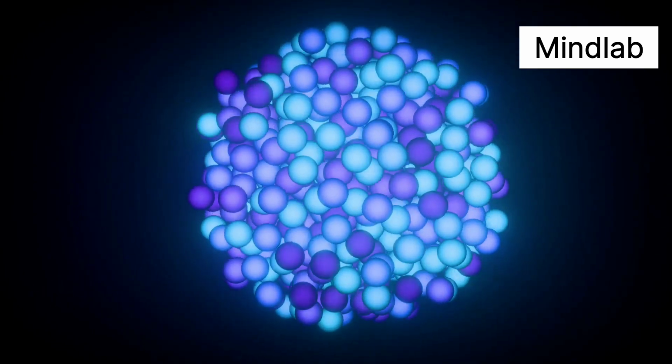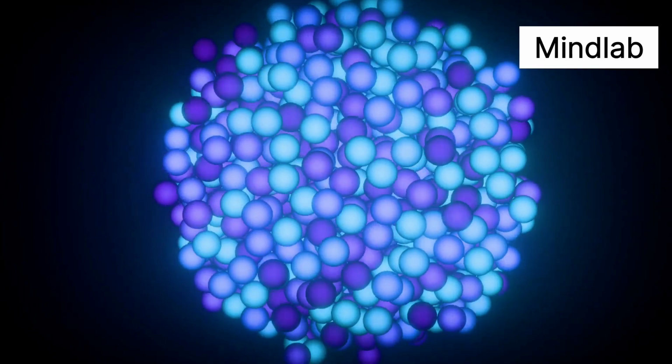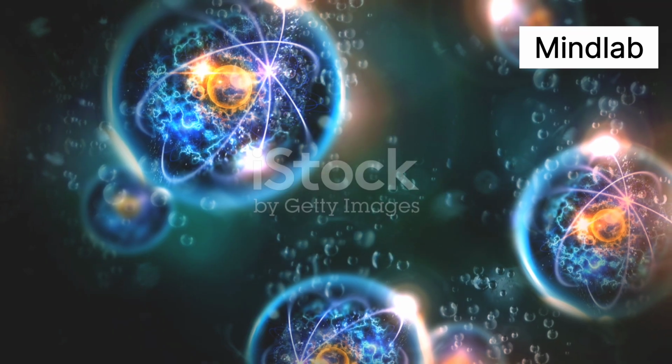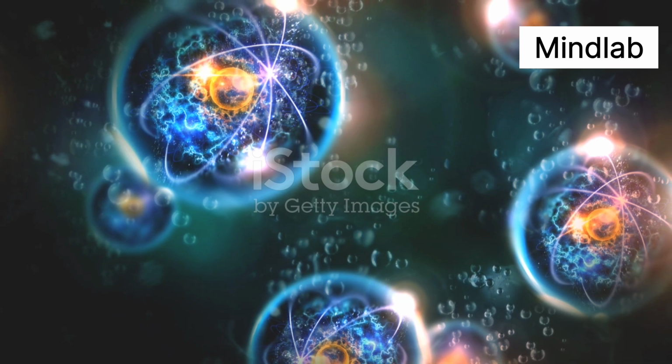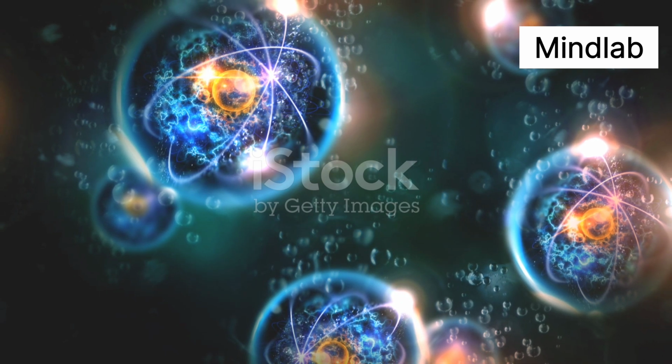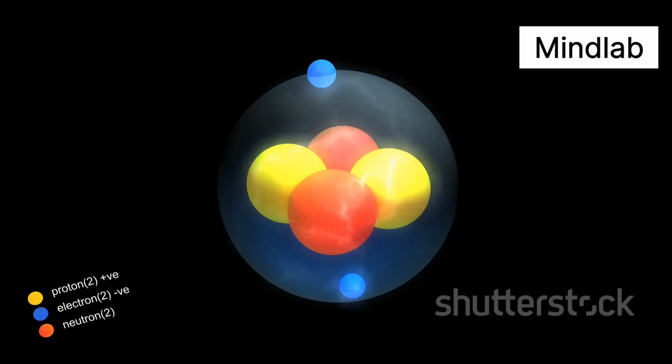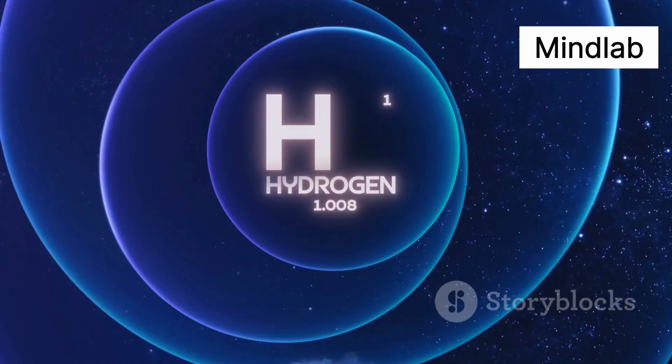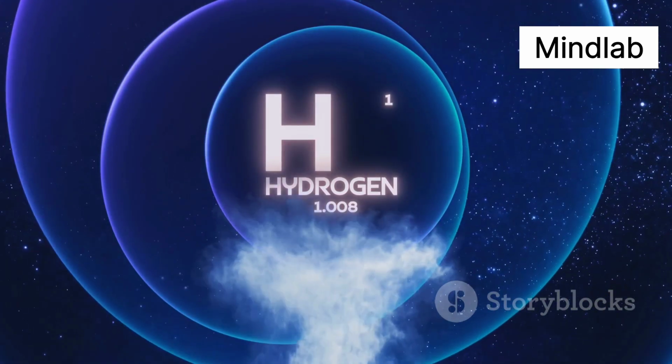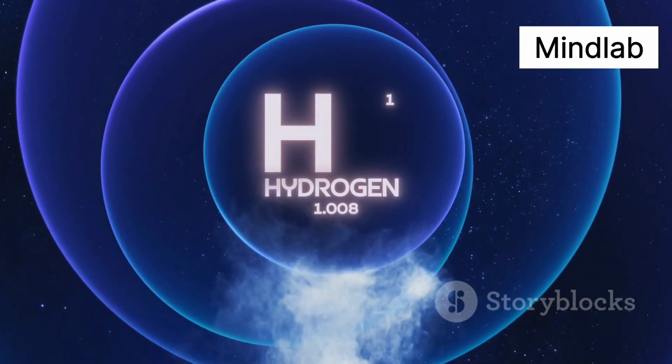Let's meet the atom's residents: protons, neutrons, and electrons. At the center, protons and neutrons cluster tightly in the nucleus, a dense heart of matter. Protons are positively charged, neutrons are neutral, acting as glue. The number of protons defines the element. Hydrogen has 1, carbon 6, gold 79.